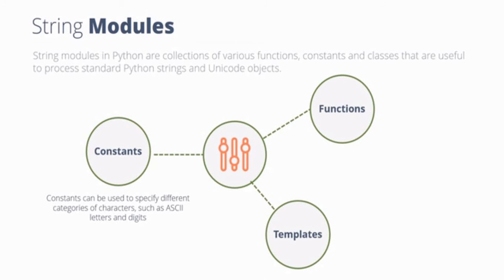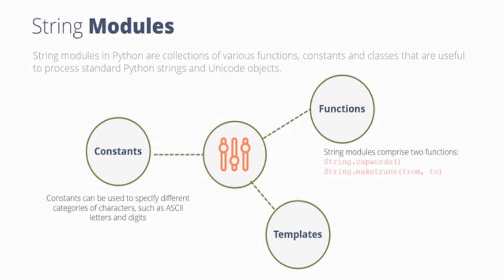In string modules, constants can be used to specify different categories of characters, such as ASCII letters and digits. Some of the constants are locale dependent, which means that when the value of a constant changes, it gets reflected in the user's language settings. For example, the lowercase constant is locale dependent. Some of the constants do not change even with locale changes, such as hexadecimal.